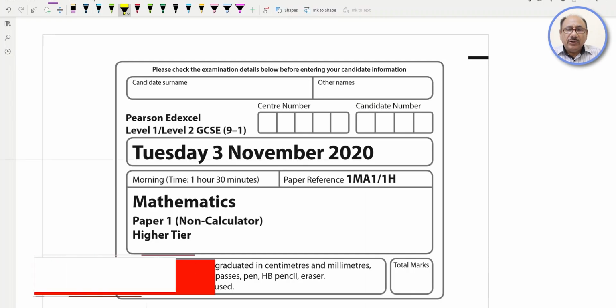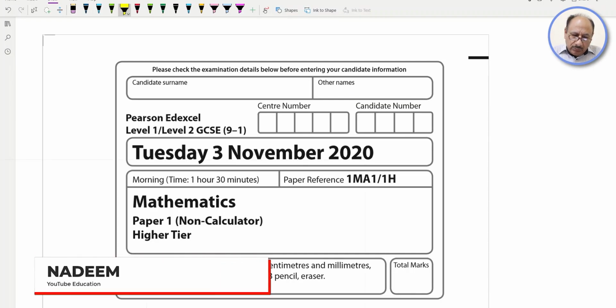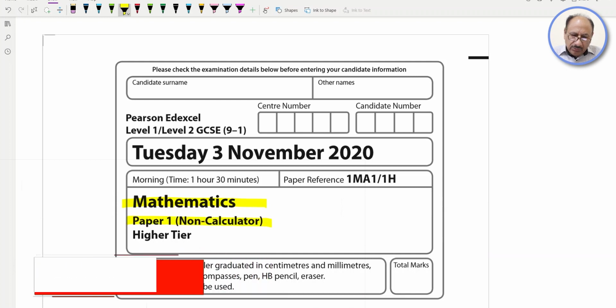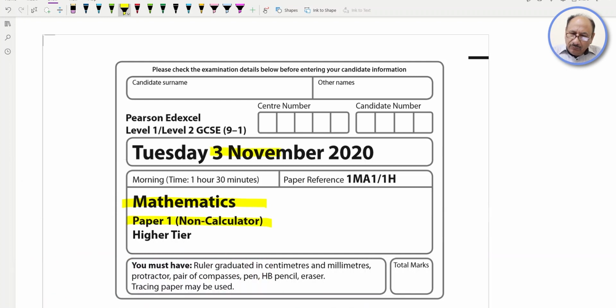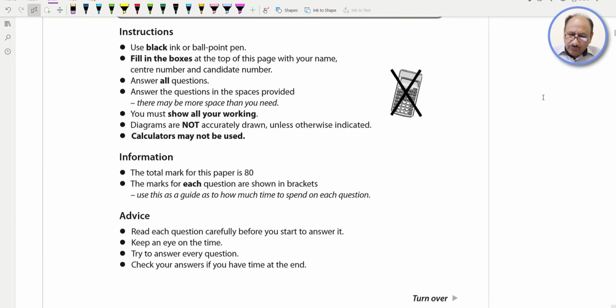Hello everyone. Today we'll be going through Mathematics Paper 1. This is non-calculator, 3rd November 2021, MA1/1H. This is the Pearson Edexcel paper, and this is GCSE 9-1, level 1, level 2. Let us move to the questions.